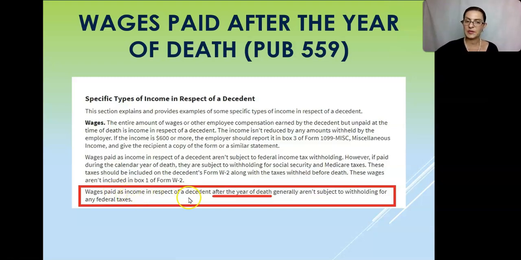Wages paid as income in respect of a decedent after the year of death generally are not subject to withholding for any federal taxes, and this includes Social Security and Medicare. This would be like a situation where maybe you have an employee that dies right on December 31st, and they were owed wages or some kind of a bonus or something like that, and now you have to issue a payroll check to a beneficiary the next year. If that happens, then the wages are not subject to withholding for any federal taxes. And what you do is you issue a 1099 to the recipient of those wages. So this is right from Publication 559.